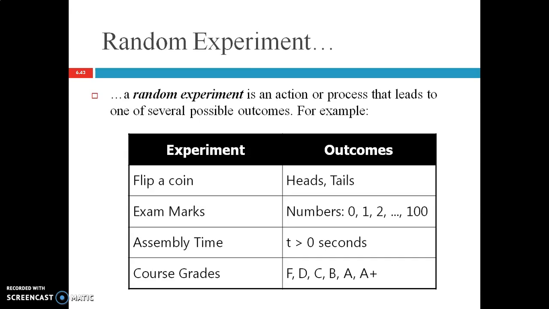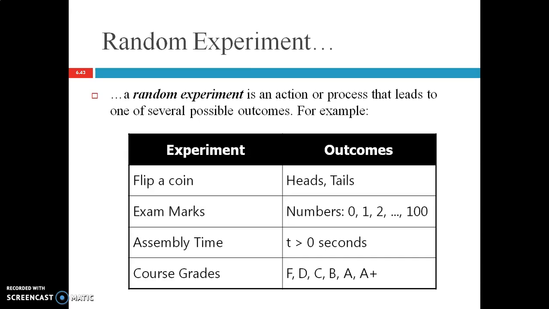So what is a random experiment? It is an action or process that leads to one of several possible outcomes. For example, flip a coin. In that case, either head or tail will be the outcome. If you see exam marks, you will get marks between 0 to 100, not beyond that. So for the exam marks experiment, the possible outcomes or sample space is 0, 1, 2 up to 100. Assembly time: whatever the time, it is always greater than 0 seconds.